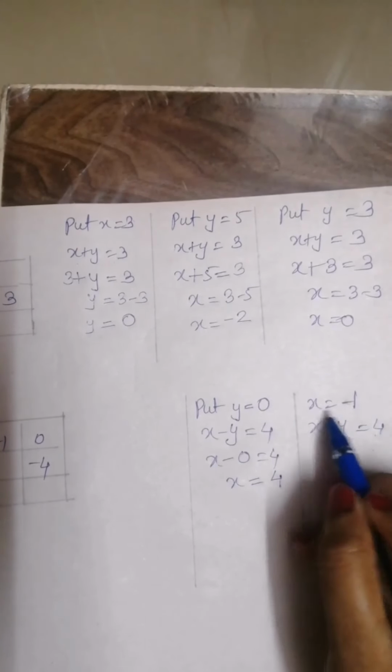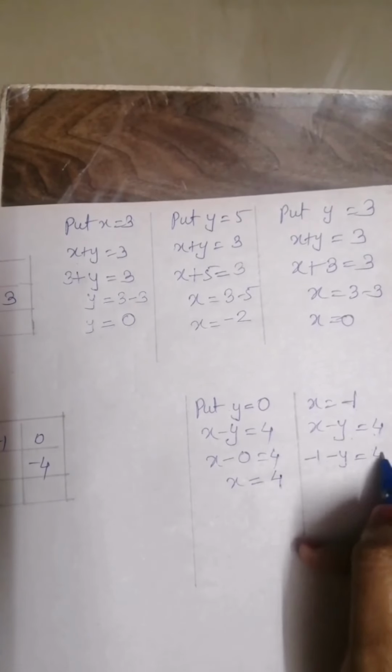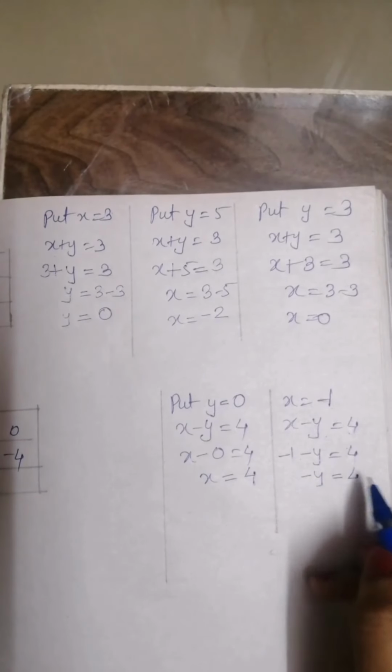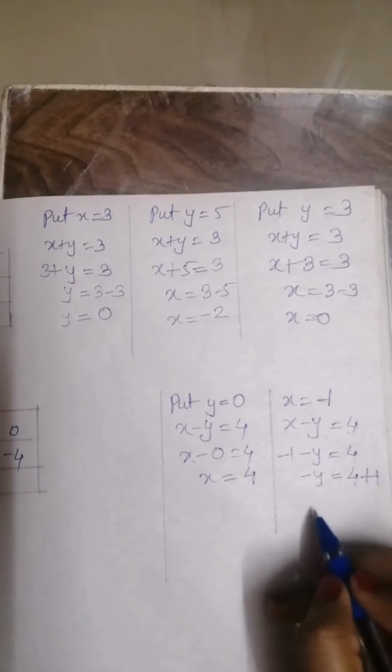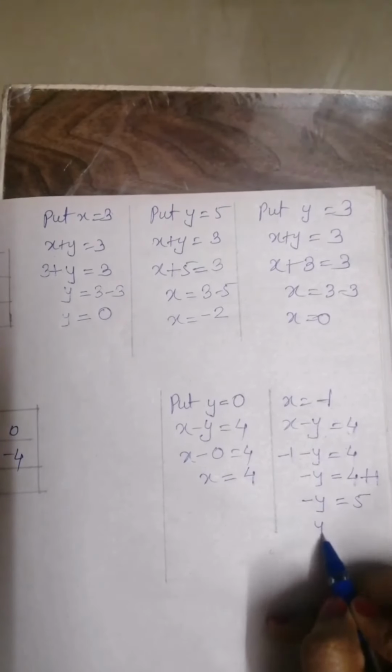Now the next one, x minus y equals 4. Put x equals minus 1. So minus 1 minus y equals 4. Minus y equals 4, and this minus 1 goes to the other side as plus 1. Therefore minus y equals plus 5 and y equals minus 5.